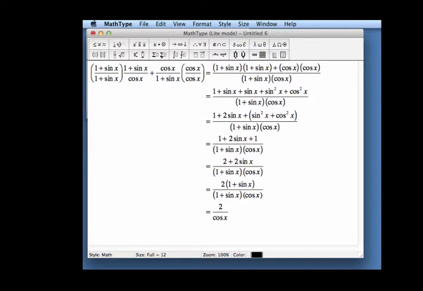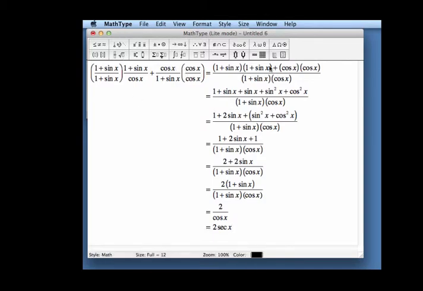And when you divide by cosine of x, that's the same thing as multiplying by its reciprocal. The reciprocal of cosine of x is secant of x, and so 2 secant of x, and that's exactly what I needed to find. And so, again, a common theme: create a common denominator.